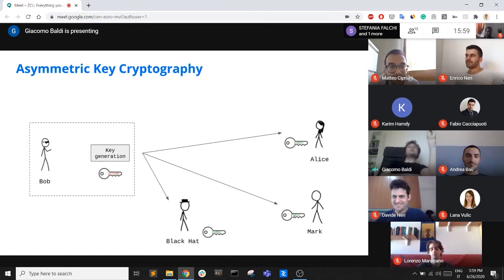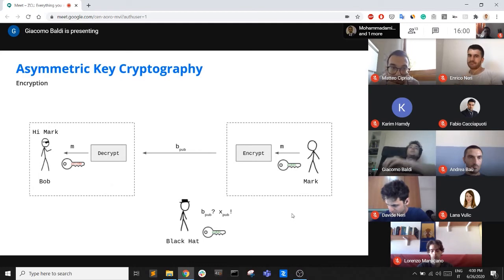Let's go on with asymmetric cryptography. So what happens in asymmetric cryptography? You don't have a single key, but you have two keys. One is public and one is private. You can run a key generation algorithm and obtain these keys. You will keep your private key for yourself in your secure zone, in your safe zone, where nobody can find it. But you can give your public key to everyone, to Alice, to Mark, or to Black Hat. There is no problem. You can give it to everyone, because the mathematics behind this kind of cryptography allows you to do so, because it's not possible to derive the private key from the public key in a decent amount of time.